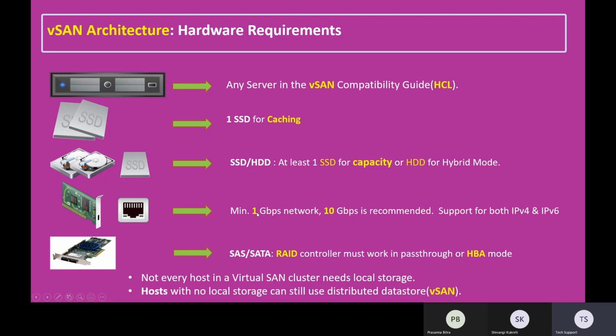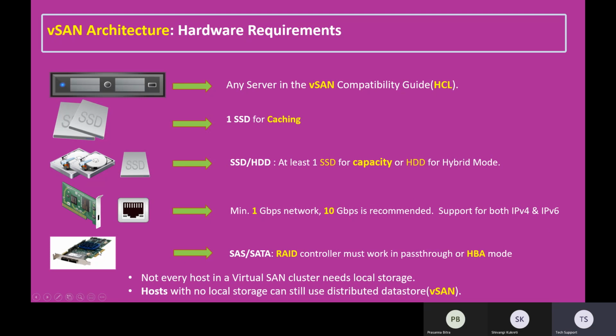For the LAN card, if you want to configure virtual SAN, the minimum speed is 1 Gbps, and the VMware recommended speed is 10 Gbps. Even if your network is very critical, you can configure more than 10 Gbps for better performance. Also for IP addresses, vSAN supports both IP version 4 and IP version 6. We already know IP version 4 is 32-bit addressing and IP version 6 is 128-bit addressing. So any format we can use; vSAN supports any type of IP address.